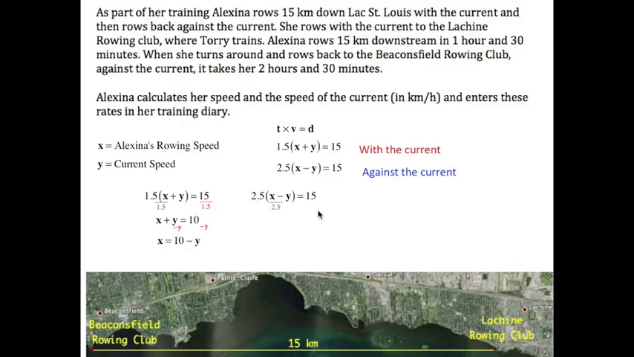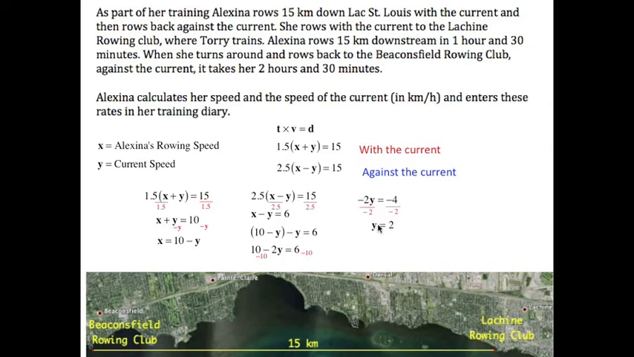First I'm going to get rid of the 2.5, so I have x minus y is equal to 6. Replace the x with 10 minus y. I have 10 minus y minus y equals 6. That's 10 minus 2y is equal to 6. I'm going to subtract the 10 from both sides, and that's going to give you negative 2y is equal to negative 4. Divide both sides by negative 2, and that's going to give us y is equal to positive 2.